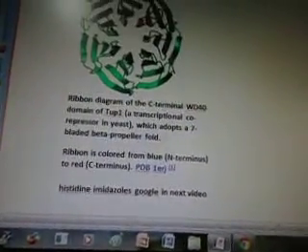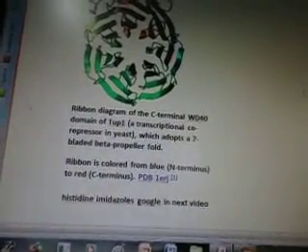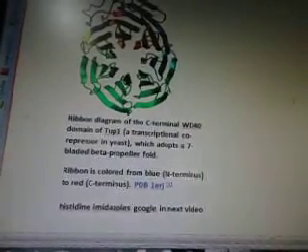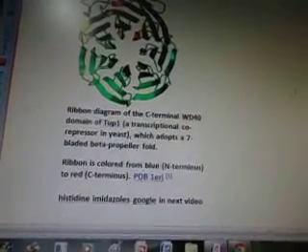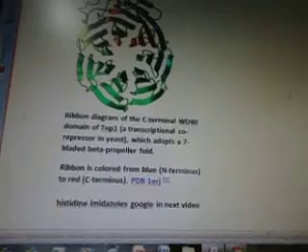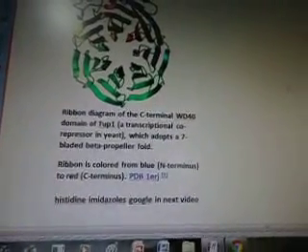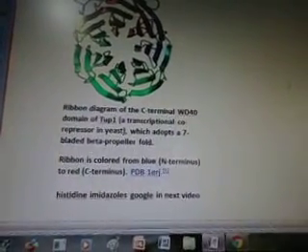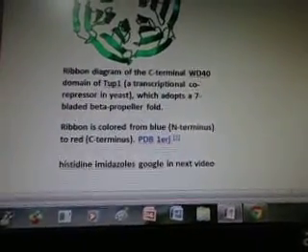Okay, so that's it there. Next, the ribbon diagram of the C-terminal WD-40 domain of TUP1, a transcriptional corepressor in yeast, which adopts a 7-bladed beta-propeller fold. The ribbon is colored from blue N-terminus to red C-terminus. Histidine and measles, Google in the next video.